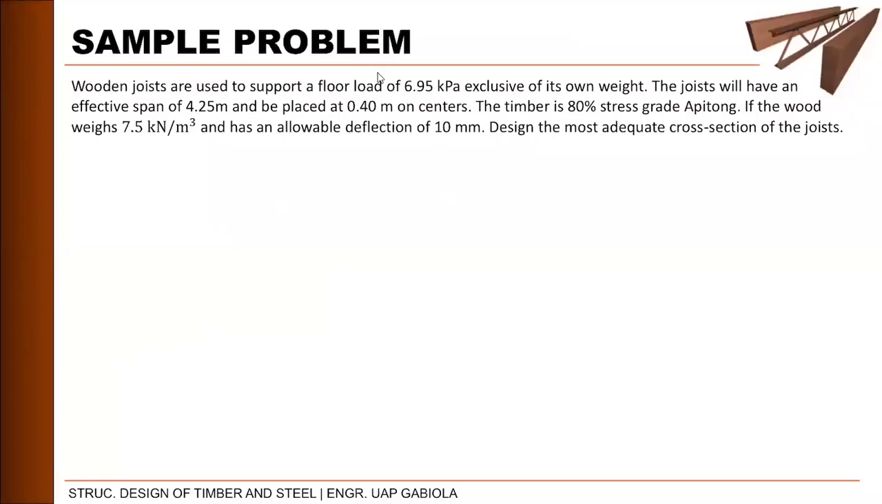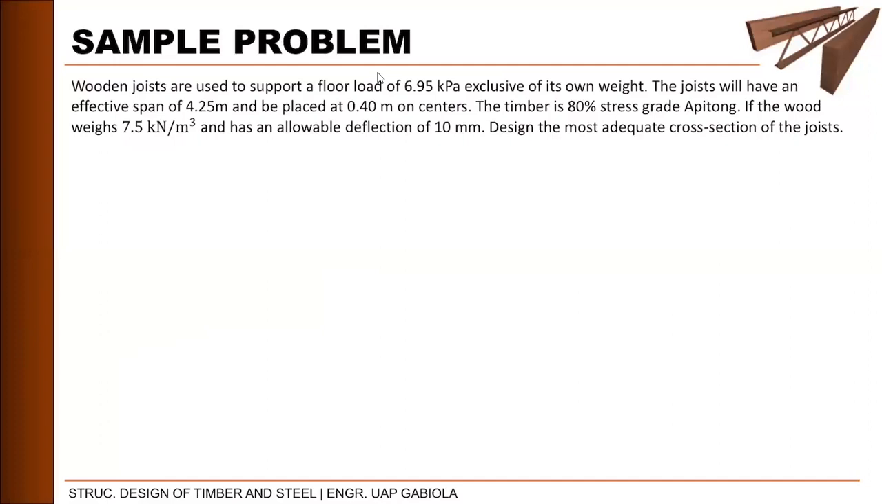Okay, another design example. We have wooden joists used to support a floor load of 6.95 kilopascal, exclusive of its own weight. So, hindi pa kasama yung own weight niya, no? The joist will have an effective span of 4.25 meters and be placed 0.4 meters on centers. So 400 mm on centers. The timber is 80% stress grade. Apitong ulit yung ginamit na wood.